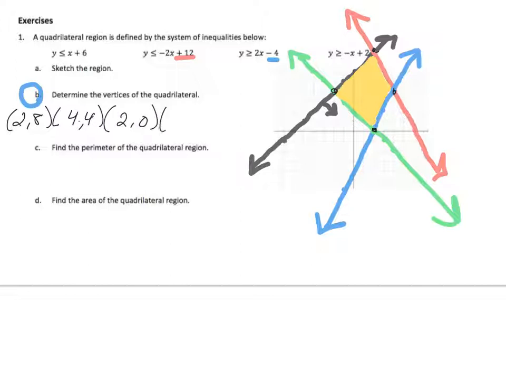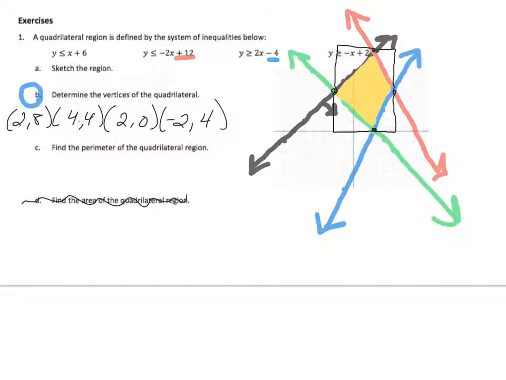Otherwise we'd have to set our linear equations equal to each other and solve for x and y to find where they intersect. Alright, now find the perimeter of the quadrilateral region. I'm going to get that out of the way and do that in a little bit. So the perimeter, that means that I need to find the distance of each side. So I've got lots of right triangles that I can quickly do the Pythagorean theorem with. I think I'm going to do that offline though.